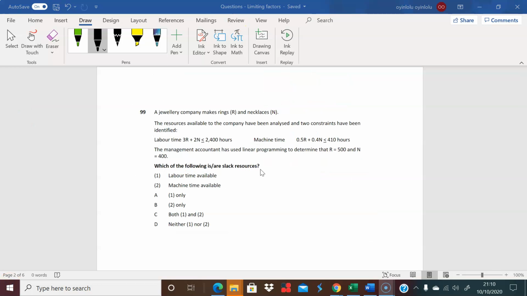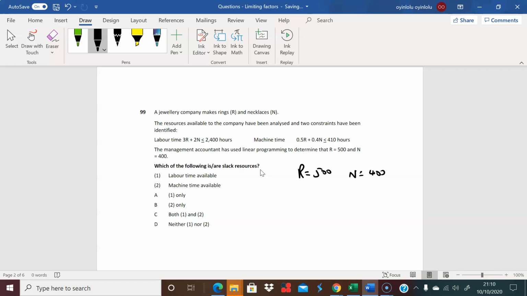So question 99, we discussed in class the differences between slack and shadow pricing, ultimately when you need more resource. So shadow pricing is to do with needing more resource. Slack is when you have too much of the resource, and because of the choice you've made, because it's optimal to prepare 500 units of R and 400 units of N, we are therefore in this position where we will definitely have some slack.